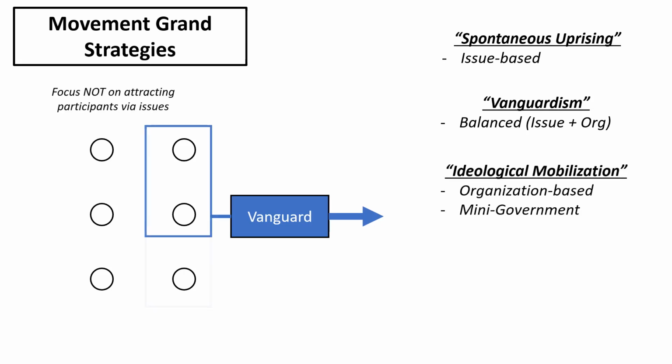Now, in the organization-heavy strategy of ideological mobilization, the movement's power comes entirely from organizational work. Participants don't choose what to do in a movement, and often can't even choose whether to join or not. Instead, the movement's organizations assign work to the participant, much like a mini bureaucracy or state, and it is this compulsory work that generates movement power.